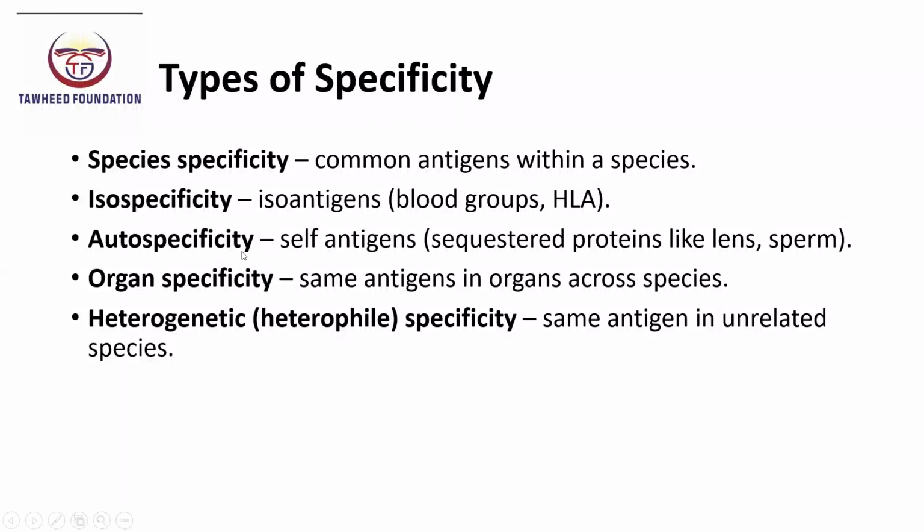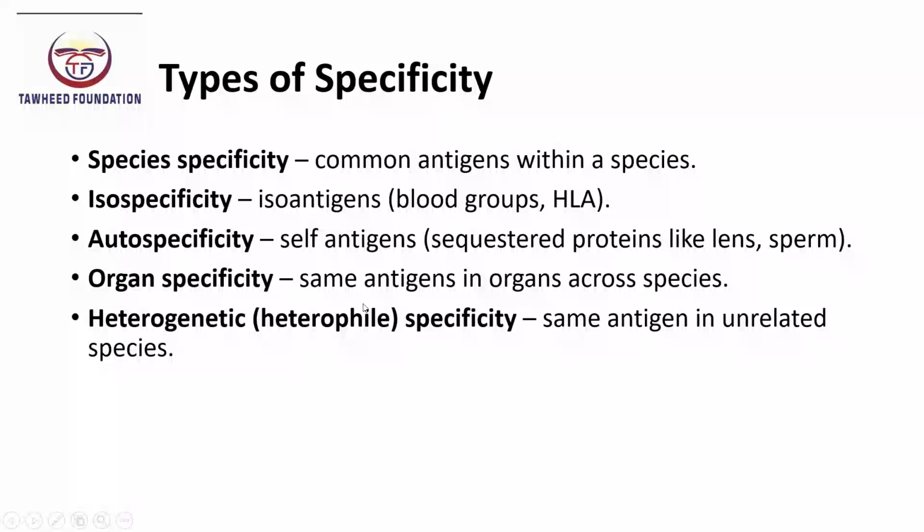Next is autospecificity. Self-antigens are normally tolerated, but under certain conditions, they may provoke an immune response. For example, lens proteins are normally hidden from the immune system. But if the lens capsule is damaged, these proteins can be exposed and provoke an autoimmune response. Similarly, sperm cells, which develop after immune tolerance is established, can act as antigens if they enter circulation due to injury.